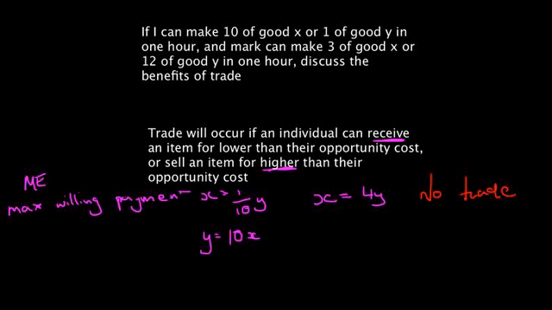But what about this other thing? If I offered him 10X for a unit of Y, he's going to want to accept. He wants to give away a unit of Y to me if he can receive at least 1/4 of a unit of X, because that's his opportunity cost for 1 unit of Y. So I can offer up to 10X. He's willing to accept if he's going to get anything greater than 1/4 of X. Okay, so trade will occur here because there's a range between 1/4 X and 10X where trade will occur.